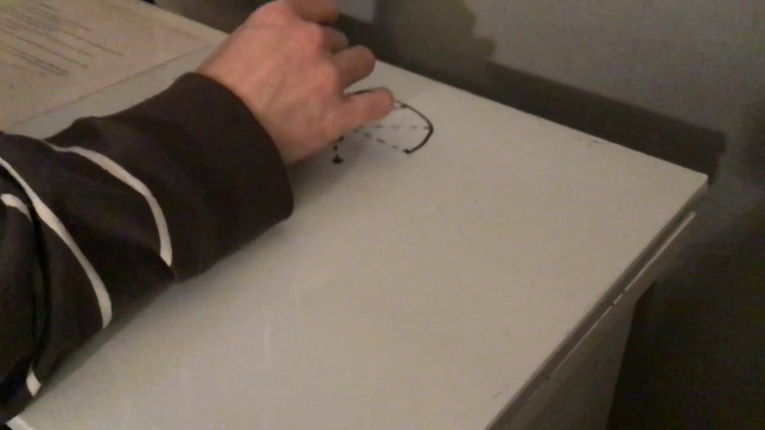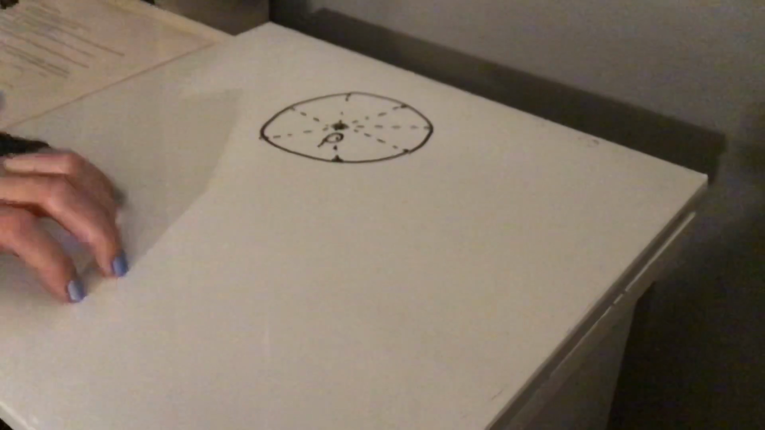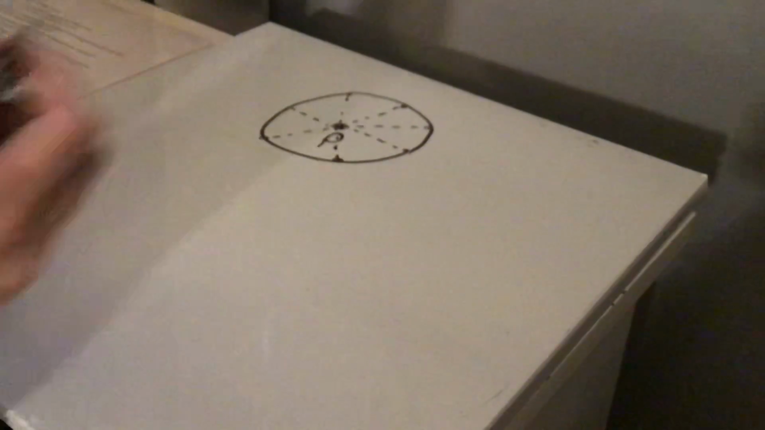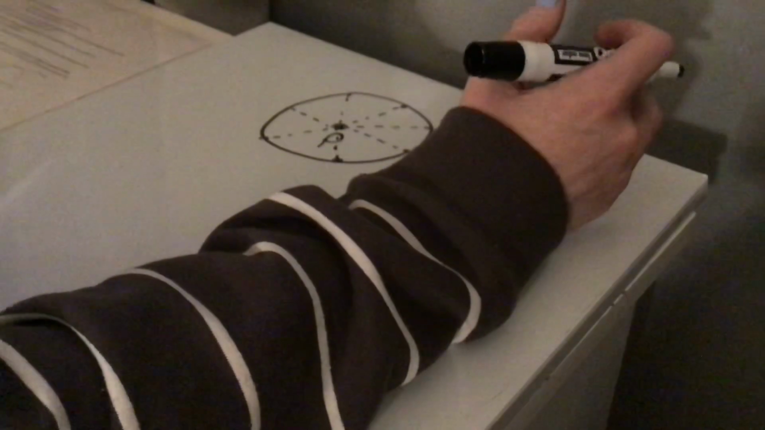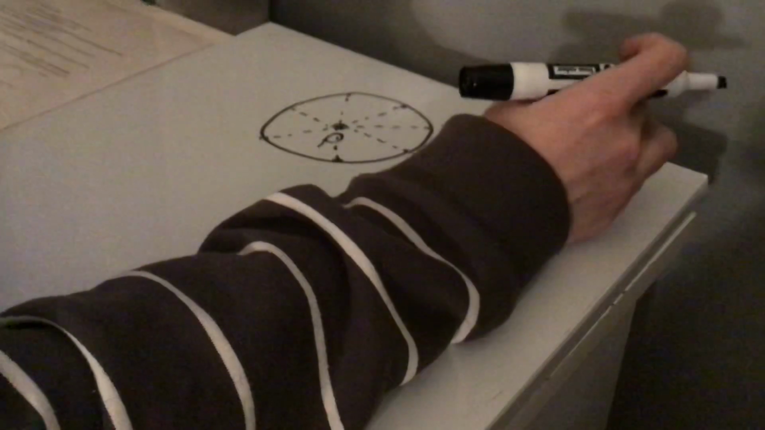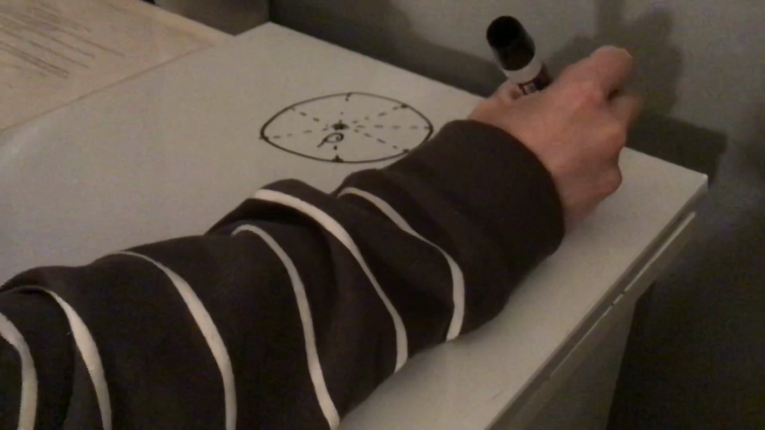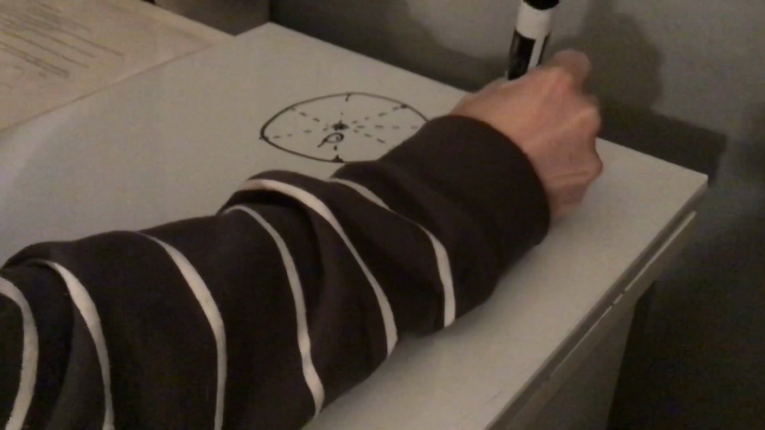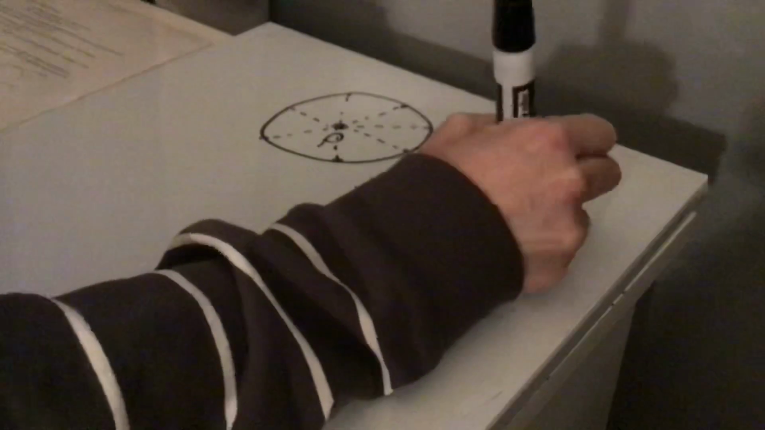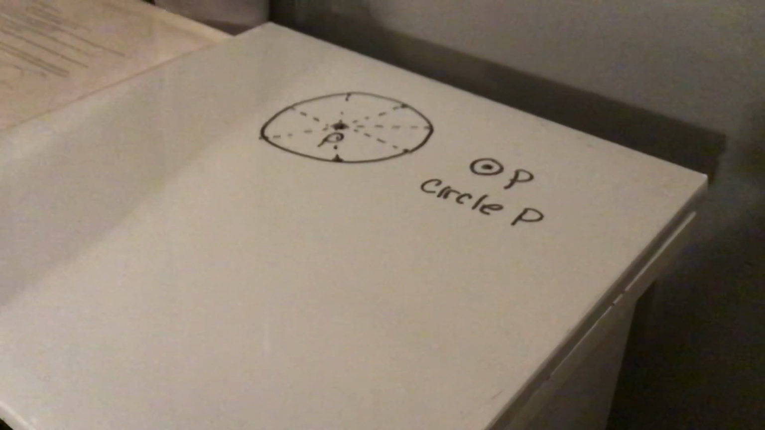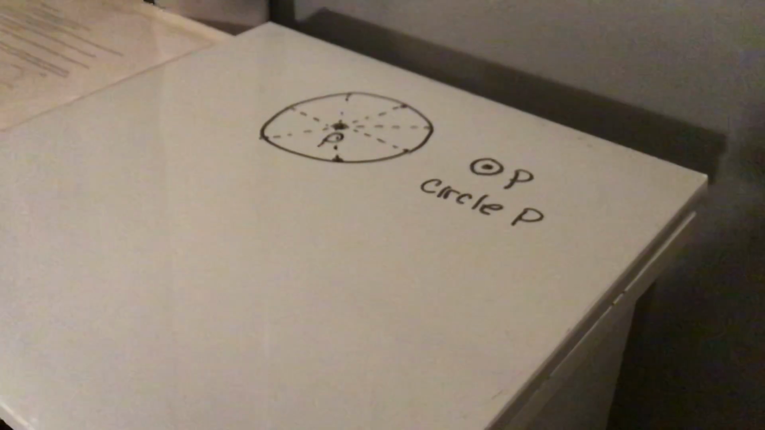These points are all the same distance from point P. They should be. Looks a little off, but if you were to use your compass, that's why you have that distance, okay? It's the same. So we're going to call this circle P, or we can write out the word circle P, okay? P is the center, it's the middle, all points are equidistant.